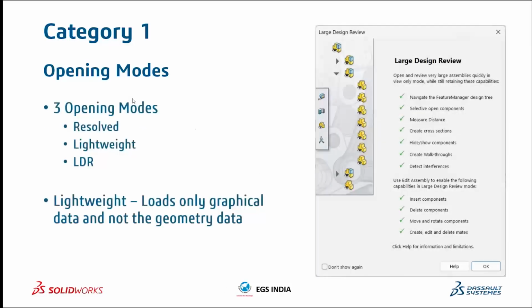Here you can see that it only has certain capabilities, which are mostly required for reviewing the assembly. You can measure different distances between components, check for interferences, and create cross sections to see within the component. But without the edit assembly option enabled, you will not be able to insert or delete components or move and rotate components, etc. What it basically means is you don't have to load the entire assembly every time you just want to look at it.